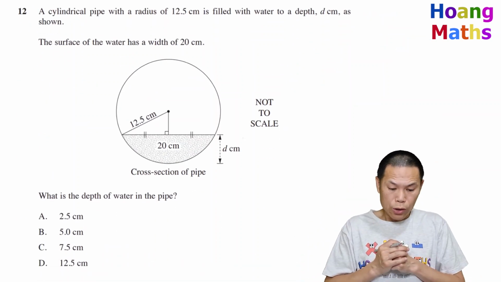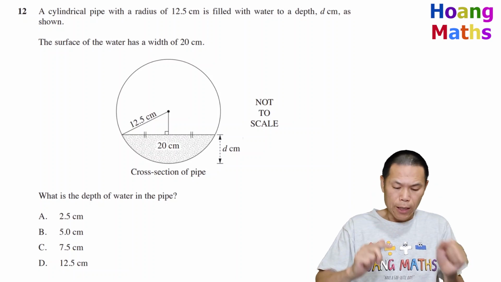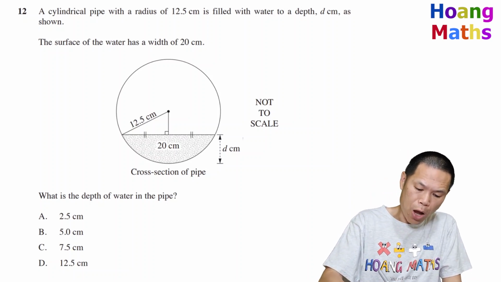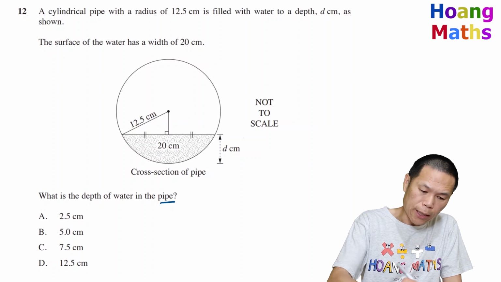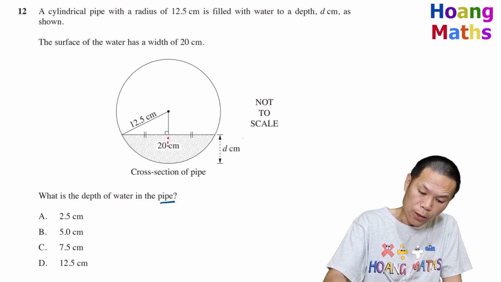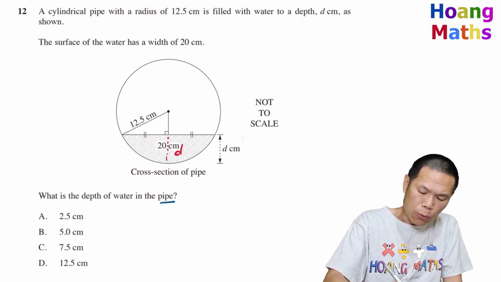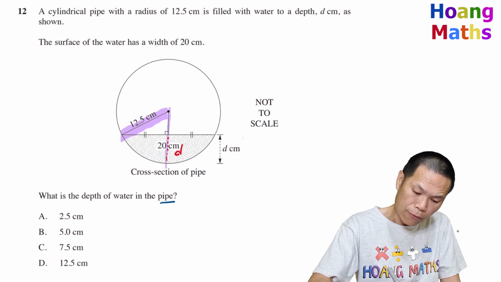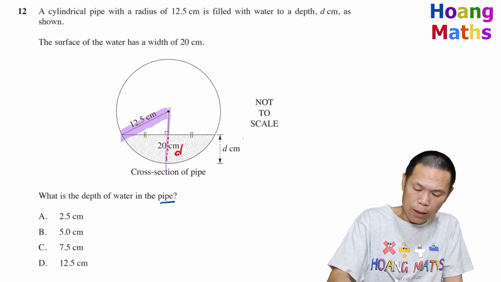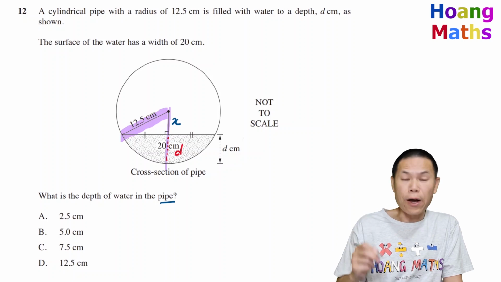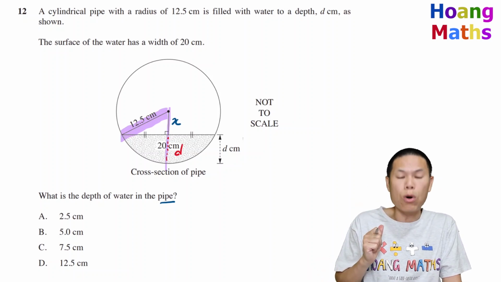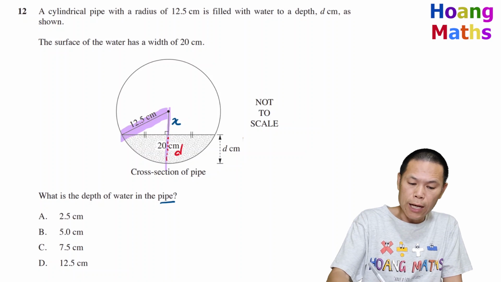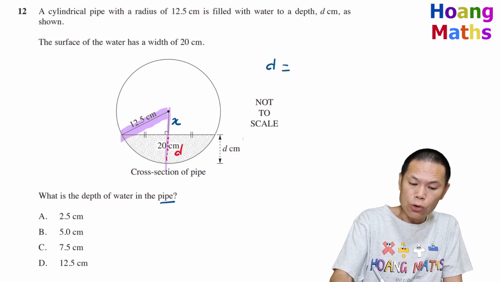Question 12. So we need to find the value of D. That is the depth of the pipe. So therefore, D is here. Let me just draw it on here. So this is D. But we know that the radius of this circle is 12.5. So in other words, this is 12.5 as well. So that means we can label this as X. So X plus D will give me 12.5. Correct? So in other words, D is equal to 12.5 minus X.